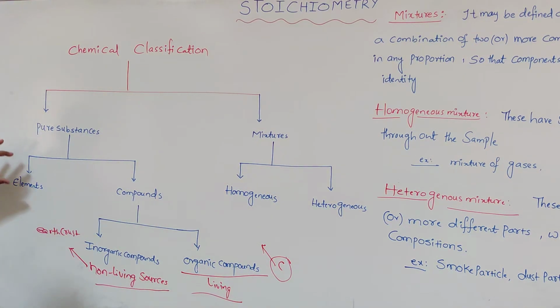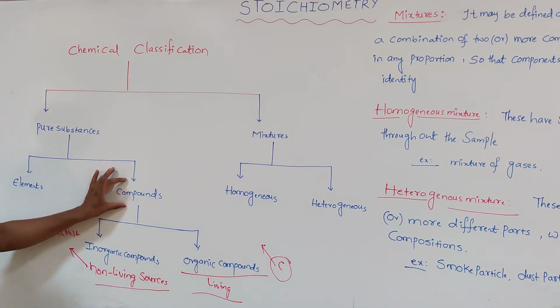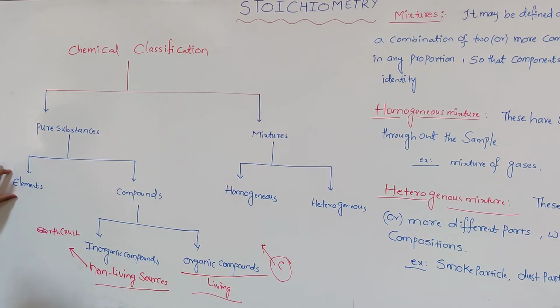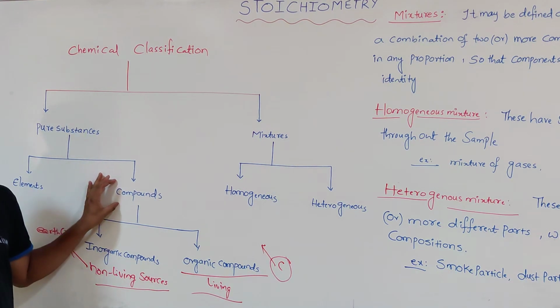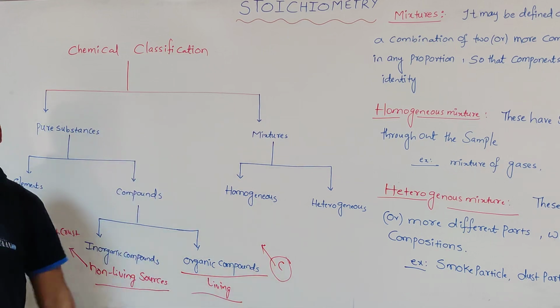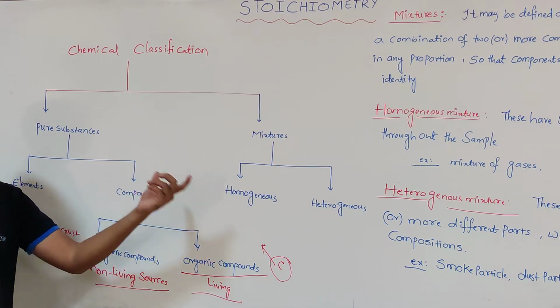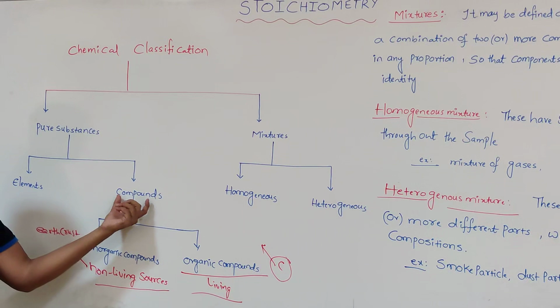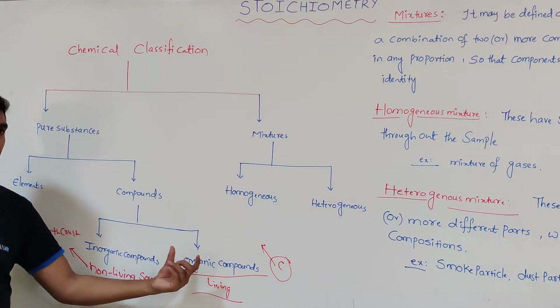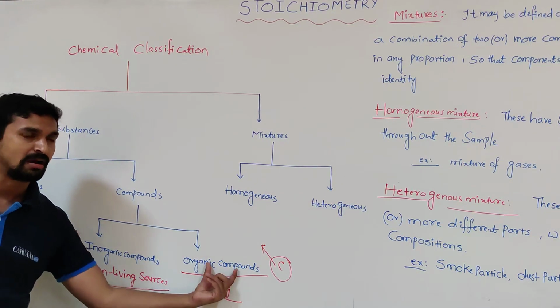And these pure substances are classified into two types, elements and compounds. An element is defined as a pure substance which can neither be built from a simpler substance nor decomposed into a simpler substance by ordinary physical or chemical methods. Here only one kind of atom is present in these elements. Whereas compounds are formed by the combination of two or more different types of elements in a definite proportion by weight. And these compounds are classified into two types, inorganic compounds and organic compounds.